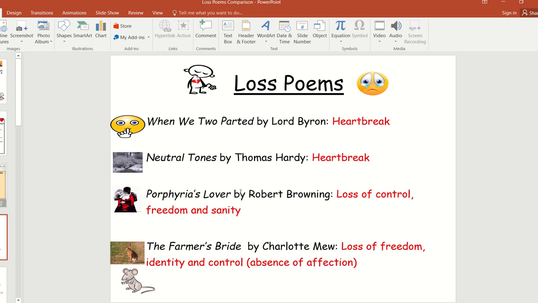So straight away within this title, Robert Browning is alluding to themes of sanity, because we know that porphyria results in insanity.